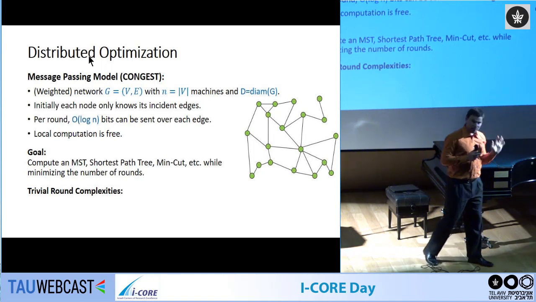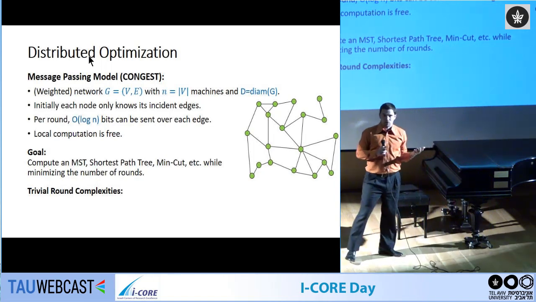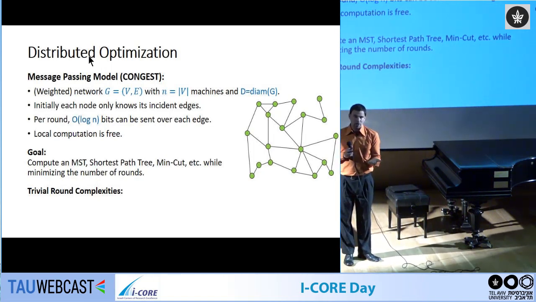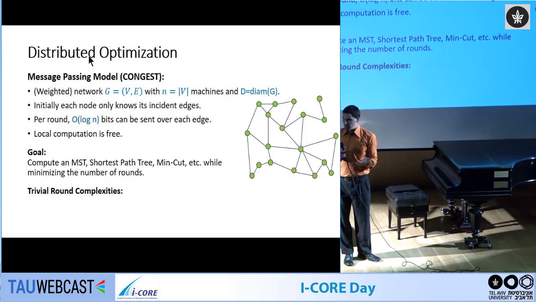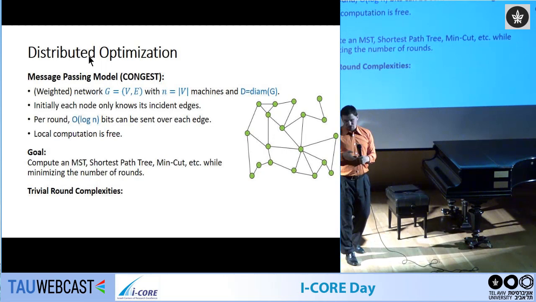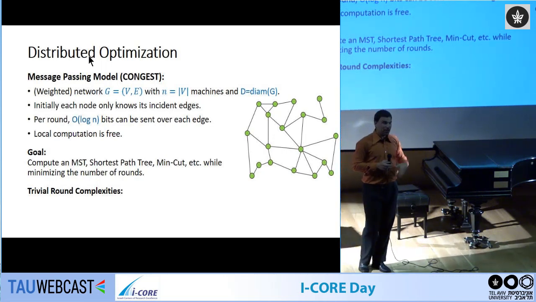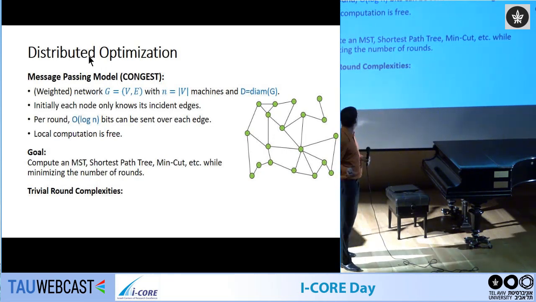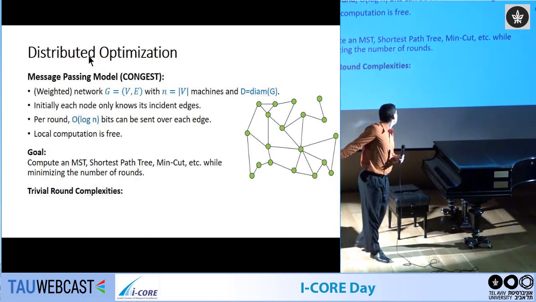Right, so there are some local problems like coloring and so on, which you can solve locally and you don't need diameter time. Those problems we don't think about. Any non-local problem is going to take at least diameter time, right, so any of these problems that we listed here. Great, so that's kind of a trivial lower bound.